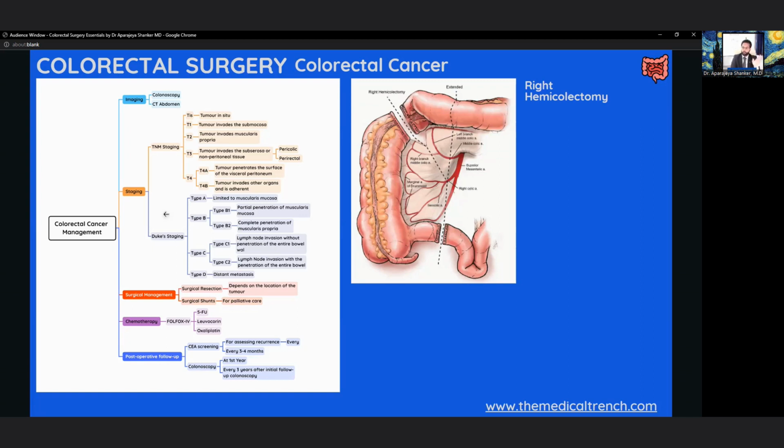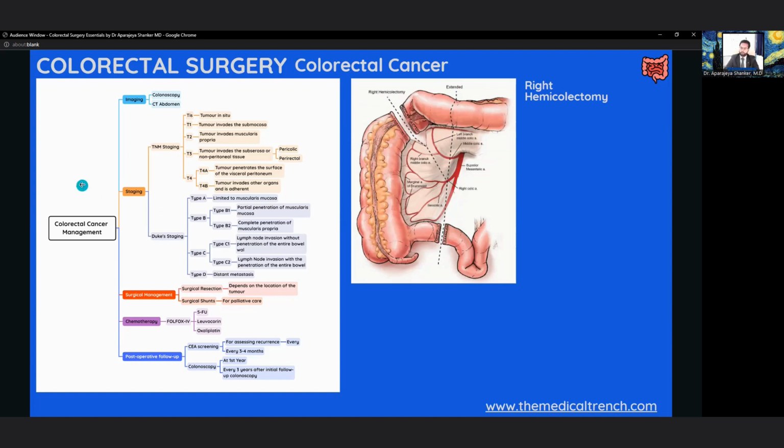Okay. Now, from a chemotherapy perspective, we give these patients FOLFOX4, which is done as adjuvant therapy right after the surgical management, because surgical management still happens to be the best and the only way to treat colorectal cancers, right? And we also do something called post-operative follow-up, in which we assess the amount of CEA that is circulating in them. We do it every 3 to 4 months for the first year, and then after that, it goes to every 1 or 2 years.